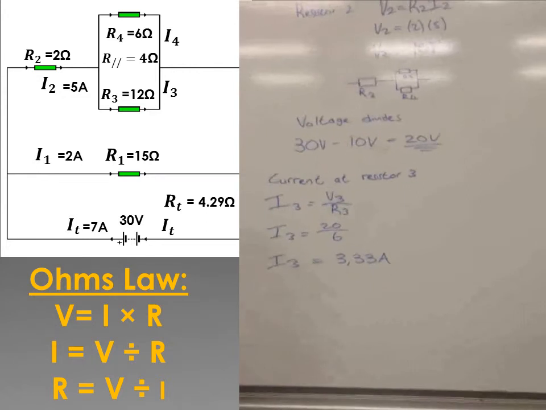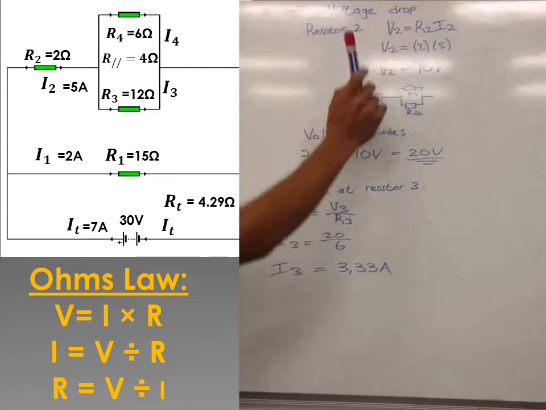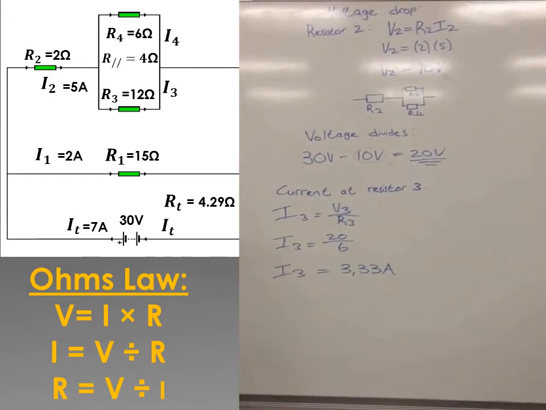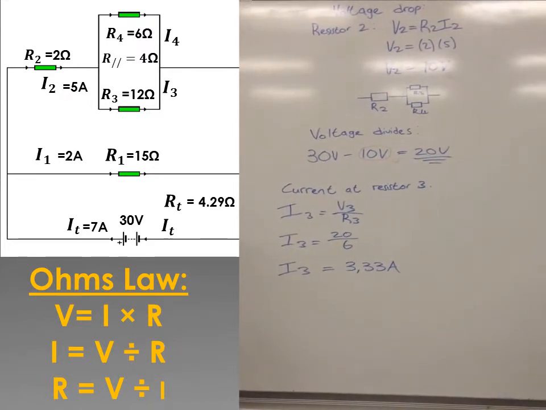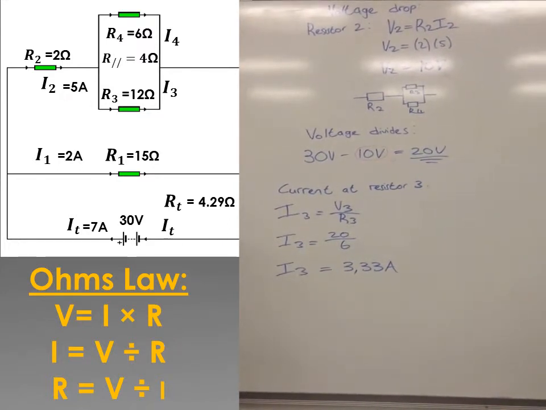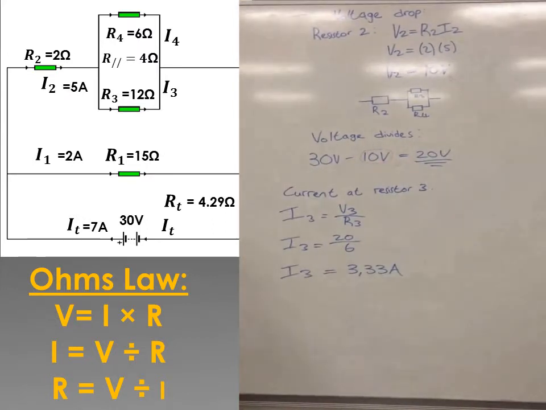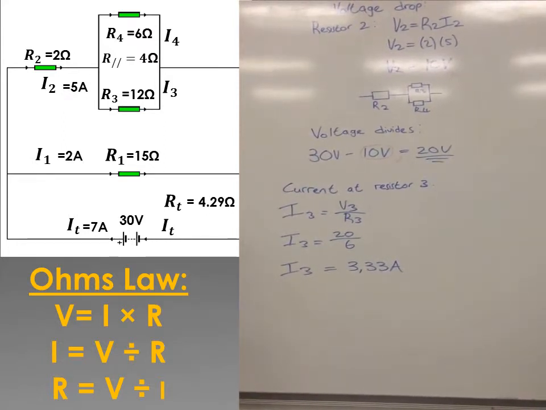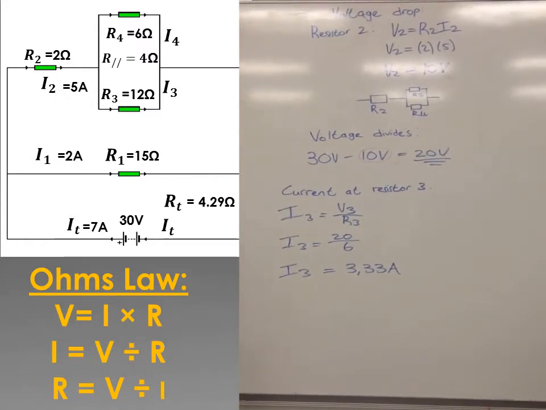To calculate the total volt drop across resistor 2, simply use Ohm's law. V2 equals R2 times I2, which is 2 times 5, which gives us 10 volts. Because R2 is connected in series to R3 and R4, the voltage divides. So you have to subtract 30 volts minus the 10 volts, which gives us 20 volts. 20 volts is the amount of voltage going through resistor 3 and resistor 4. Both resistor 3 and resistor 4 have the same voltage, for voltage remains the same in parallel.